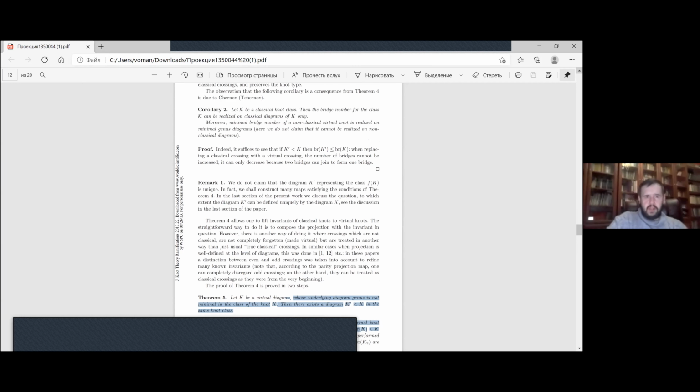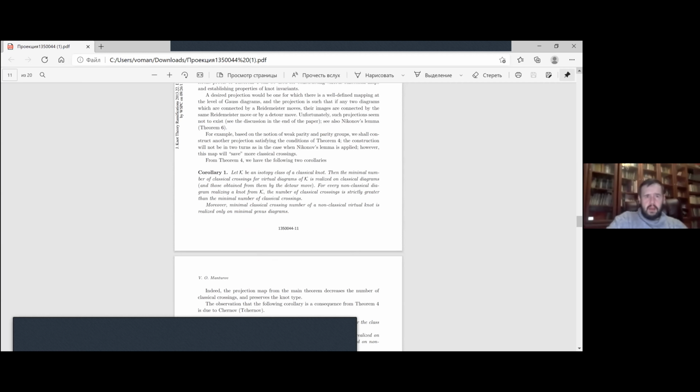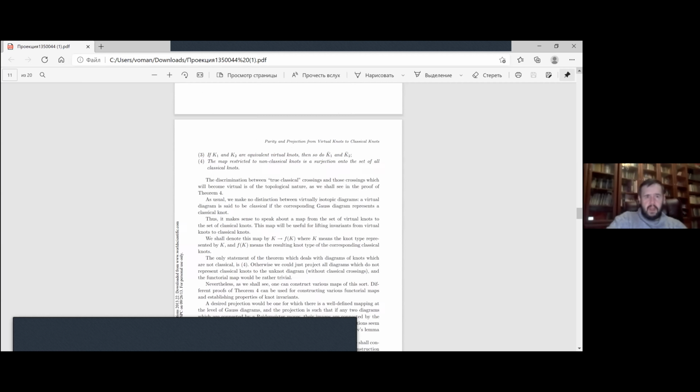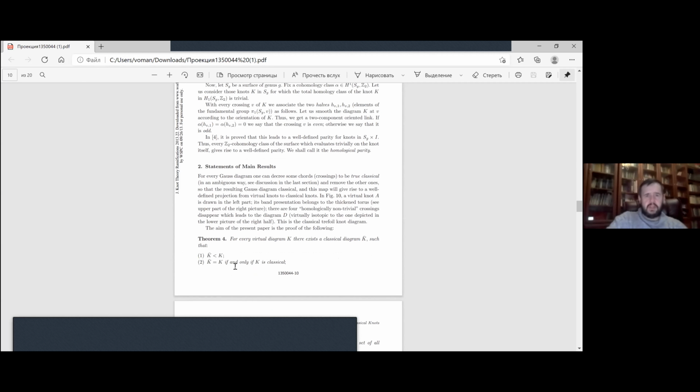It's called theorem 4 here. So for every virtual diagram K, there exists a classical diagram K bar such that K bar is smaller than K. So I use this sign to say that one diagram can be obtained from the other by deleting some chords. So this is a partial order.